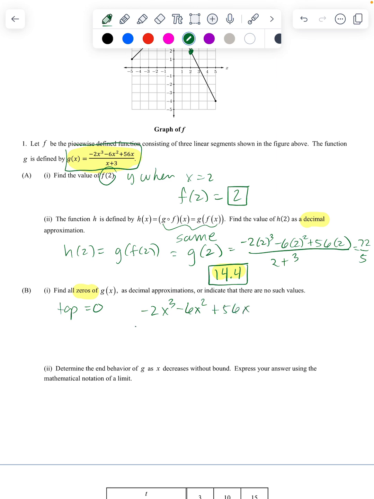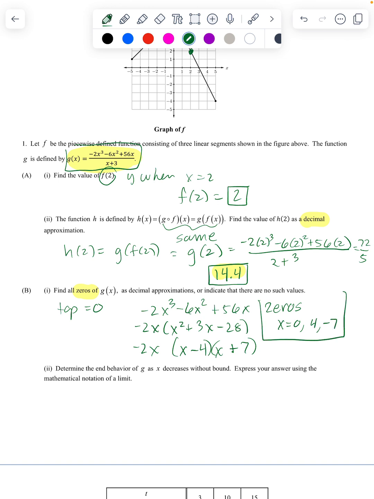values would be. You can take out a negative 2x as a greatest common factor on this. You'll have x squared plus 3x and then minus 28. And then that factors, you need 28 in a way that subtracts to be 3, and you need the 3 to be positive. So in that scenario, my zeros are going to be the things that make each factor 0, and so they will be 0, positive 4, and negative 7. So those are the places that that function would have zeros.